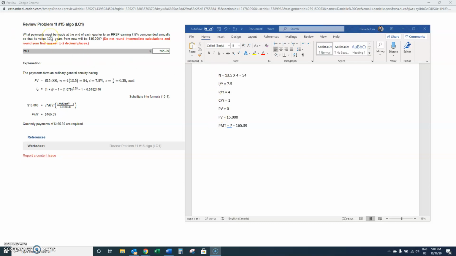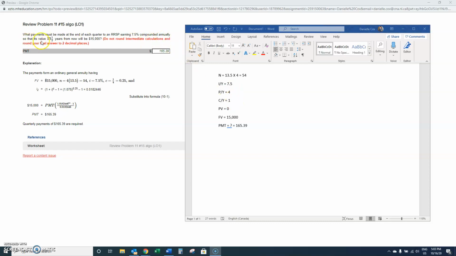What payments? So I already know I need to calculate my payment. What payment must be made at the end of each quarter? So the payments are at the end of a quarter, so there's 4 payments. To an RRSP earning 7.5% interest per year, compounded annually, so compoundings per year is 1. So in this case our payments per year and our compounding per year are different.